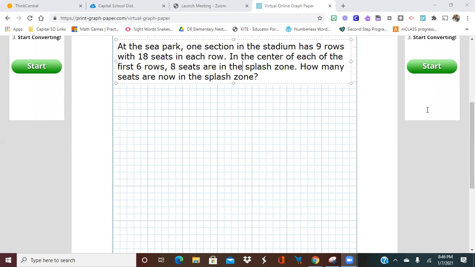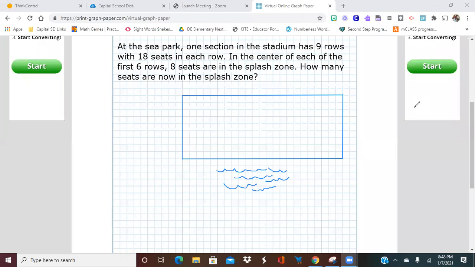Okay, so picture yourself at an aquarium, okay? And at this aquarium, there is a stadium or your seats that you're sitting in, okay? Such as just like this. So now we have, this is a picture of that section of the theme park, okay? We know that it has 9 rows, so this represents my 9 rows, okay? And then these are my 18 seats per row. Now, I have my 9 rows and my 18 seats total inside this section. This is my total section.